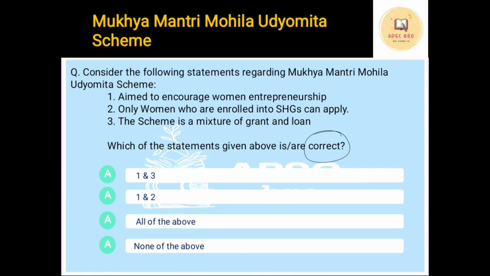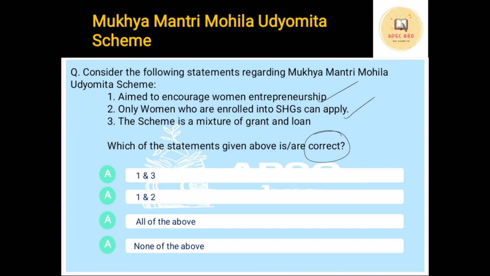So the first statement, aims to encourage women entrepreneurship, is correct. It's clear from the name itself, Udyamita scheme. Udyami is someone who is an entrepreneur. So the first option is correct. Second, only women who are enrolled into SHGs can apply. Yes, to apply to the scheme, you have to be a member of any SHG under the Assam government. Third, the scheme is a mixture of grant and loan. Yes, again, this is correct.